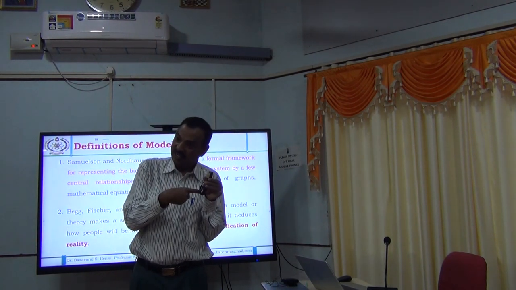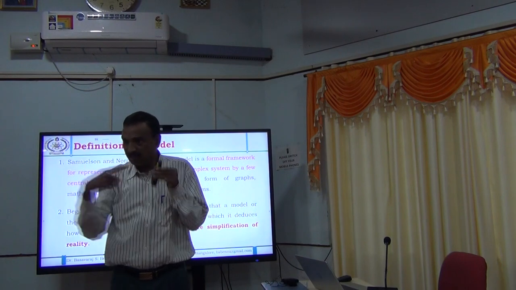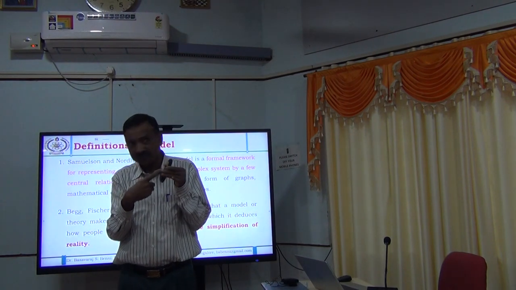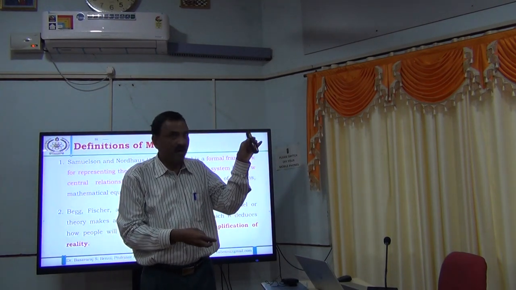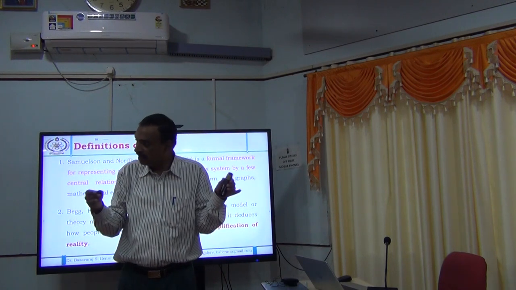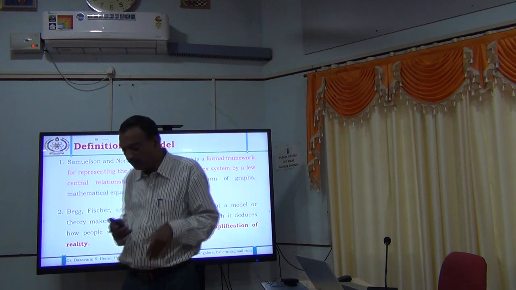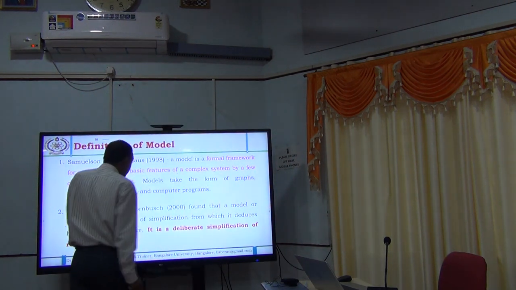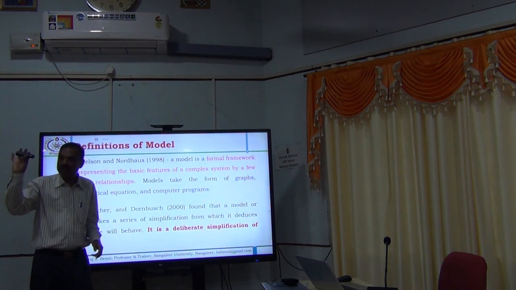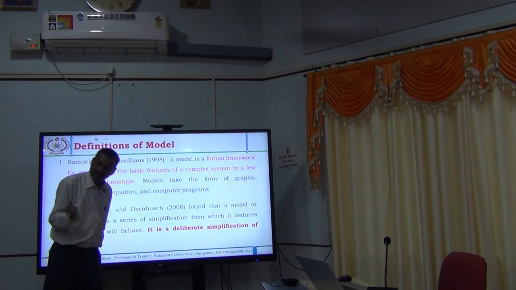The battery is to be connected to the energy. Energy should go to the inside chip, the motherboard. This also has a motherboard, and all is to be set and linked. Then only it performs. Otherwise, it doesn't perform. So therefore, the point is, it is a deliberate simplification of the product called the device.